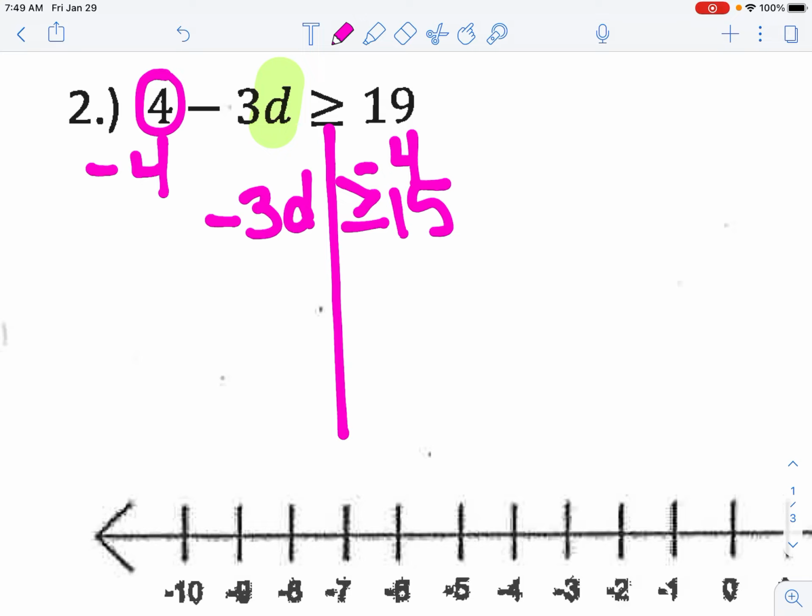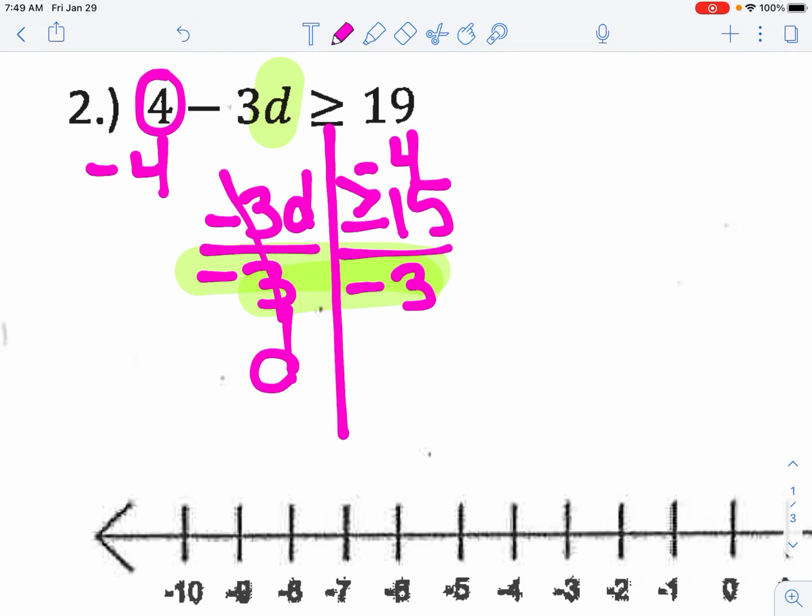So negative 3 times what is greater than or equal to 15? So I'm going to divide by negative 3. Remember that rule we learned last week about dividing or multiplying by a negative? New rule: if you multiply or divide by a negative, you must flip your sign. So my negative 3's are going to cancel.